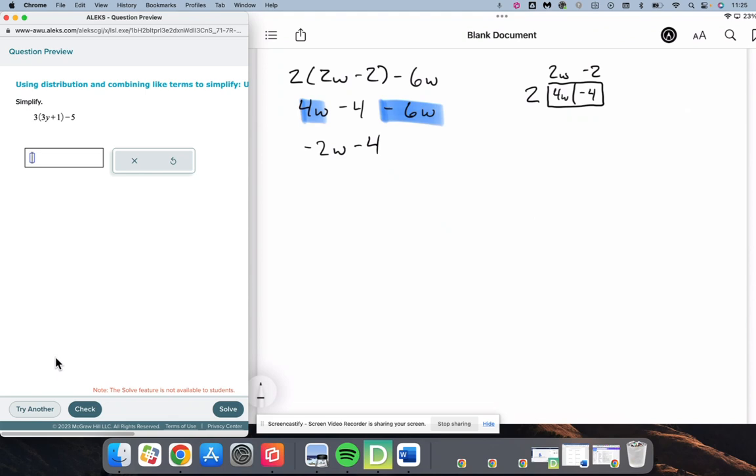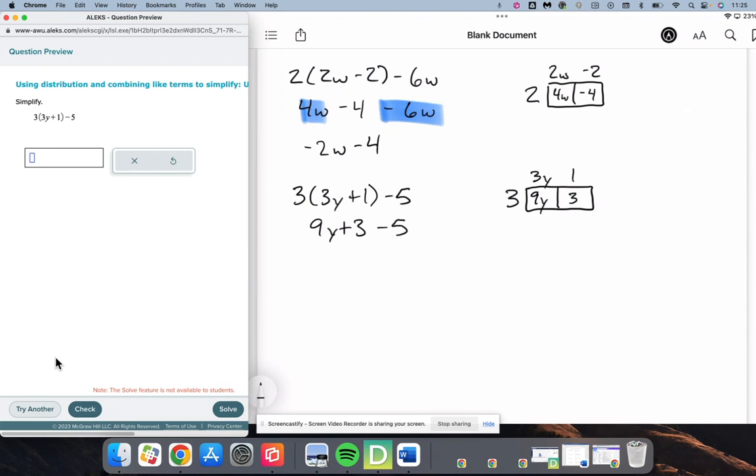So on to the next one, we have 3 times 3y plus 1 minus 5. And again, it's important to recognize that that leading 3 is only being multiplied by 3y plus 1, not being multiplied by that negative 5 at the end. So 3y and 1. 3 times 3y is 9y. 3 times 1 is 3. So this gets replaced with 9y plus 3.